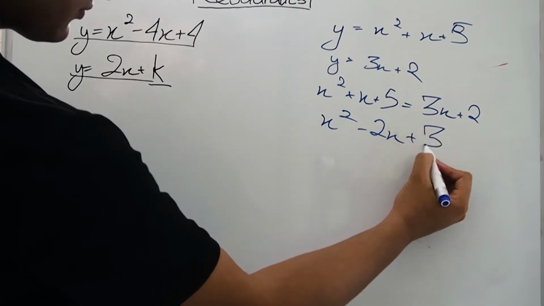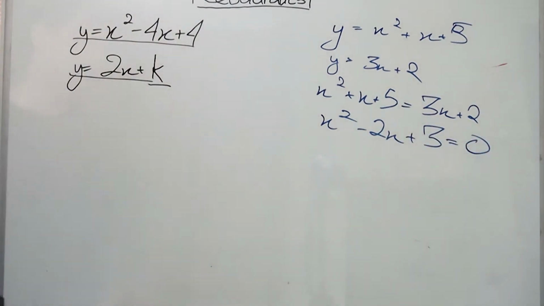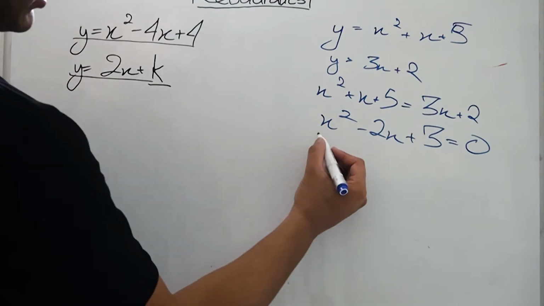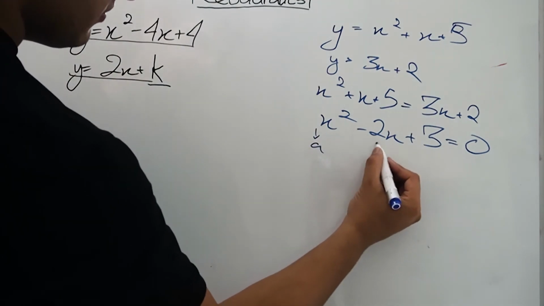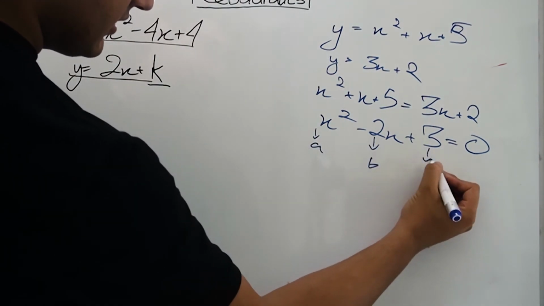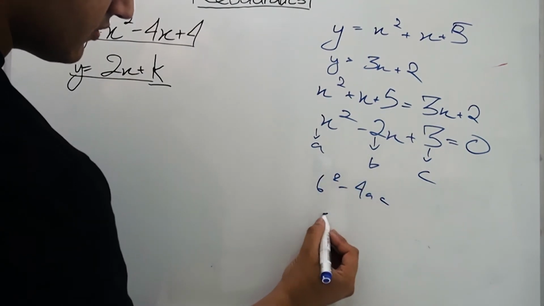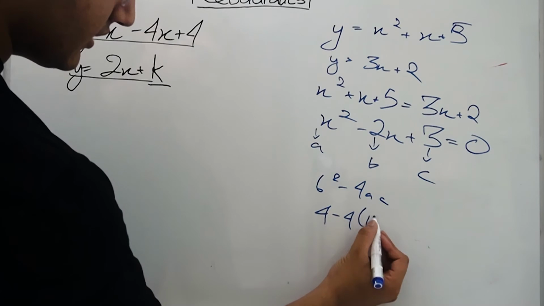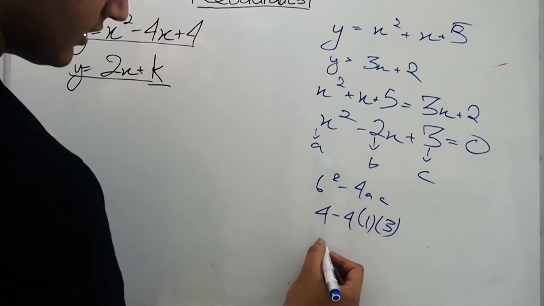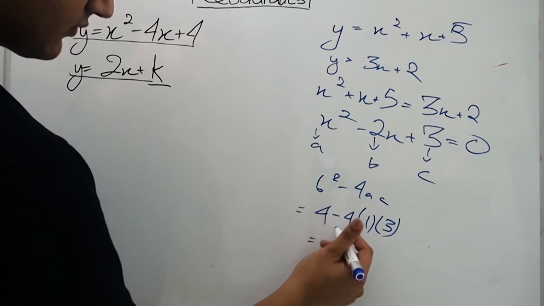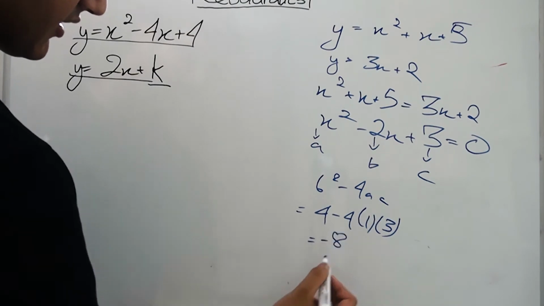plus 3 equals 0. Now if we use the determinant, b square minus 4ac, that I taught you in the last video, this will be a, this will be b, and this will be c. b square minus 4ac. So it will be 4 minus 4 into 1 into 3. This will be negative. 4 into 3, 12. This will be negative 8.